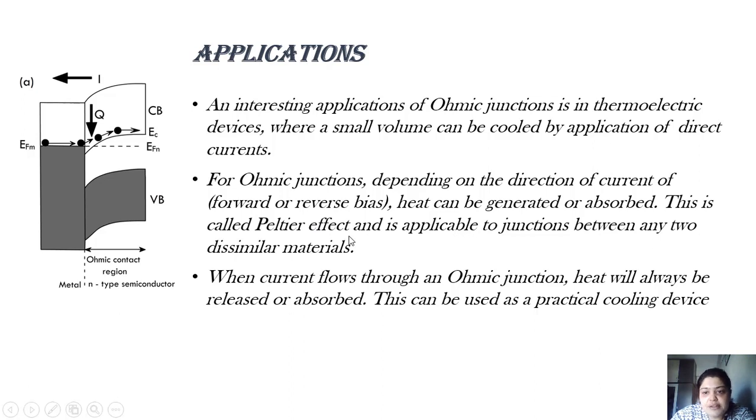Now the Peltier effect is a very well known temperature effect, which is applicable to two dissimilar metals or two dissimilar materials. When current flows through an ohmic junction, heat will be released or absorbed, and this is actually used in practical cooling devices. You can see in the diagram, whenever the electron jumps here, there is absorption of heat. Similarly, there will be emission of heat. So depending upon the biasing condition, depending upon the way the battery is connected, you can use it as a cooler. So this is one of the applications of ohmic junctions.